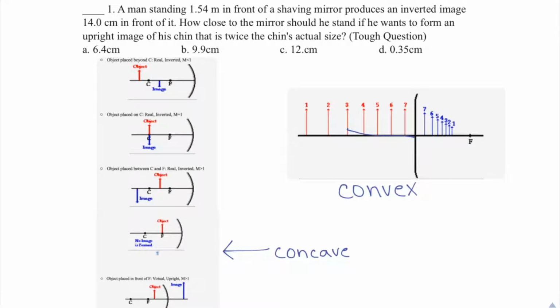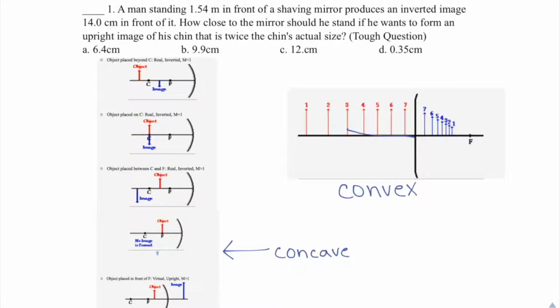Hey guys, so this is definitely one of the toughest questions on the mock assessment, I would say, and that's because this topic of lenses and mirrors is really just one of the tougher topics to understand, in my personal opinion. So let's go through this scenario.